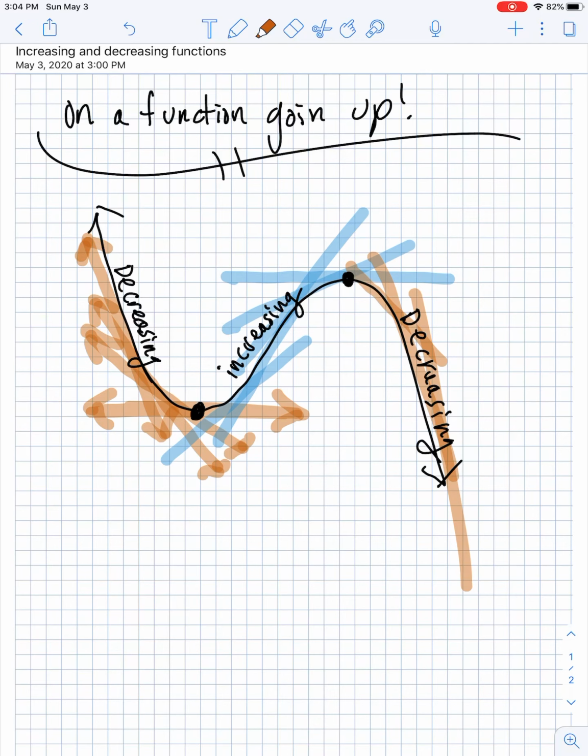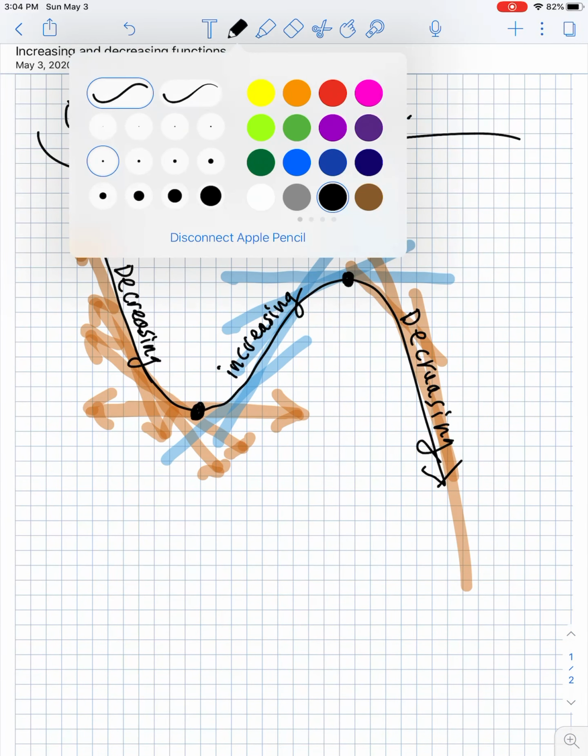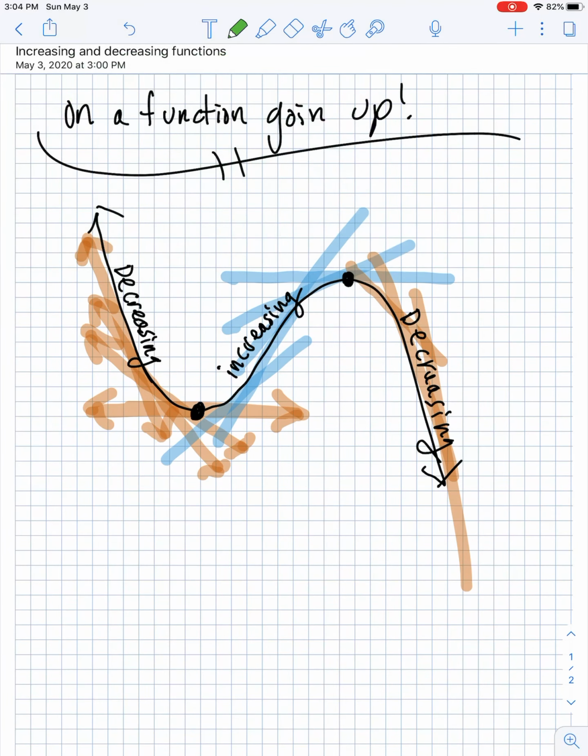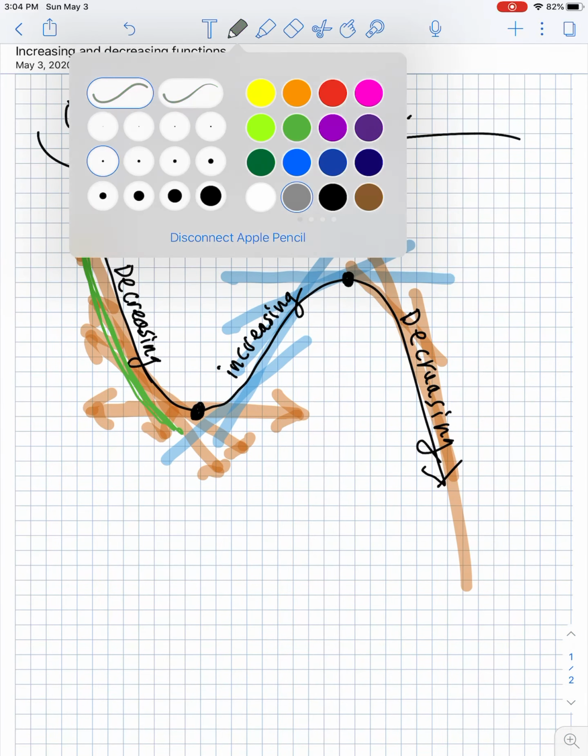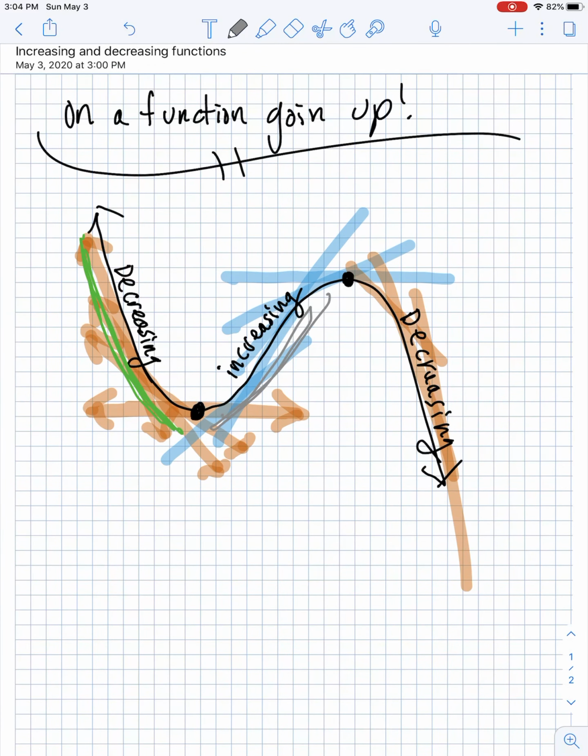So, you guys, everything over here, I'll just do it in color, in this section would all be negative values of the derivatives. And then anything in between here and here would be positive values of derivatives. And then over here, it would switch back to negative again.